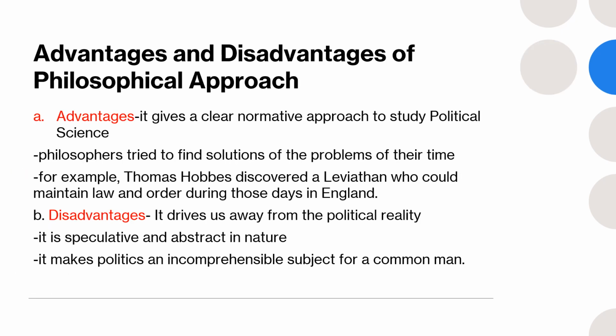Now, let's find out the advantages and disadvantages of the philosophical approach. Advantages. Firstly, it gives a clear normative approach to study political science. Secondly, philosophers or supporters of this approach try to find solutions to the problems of their time. For example, Thomas Hobbes, the English philosopher, who discovered a Leviathan who could maintain law and order during those days in England. Now, let's see the disadvantages.